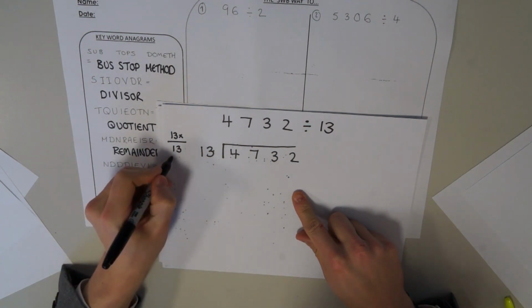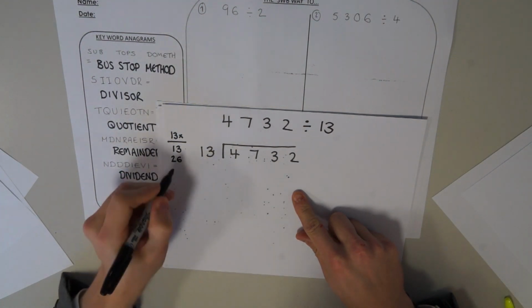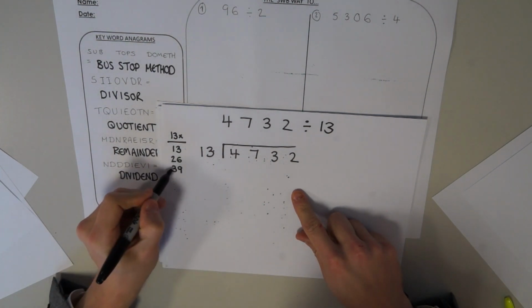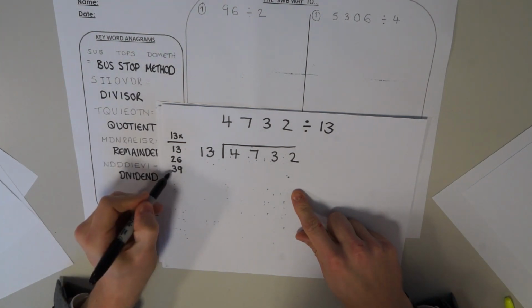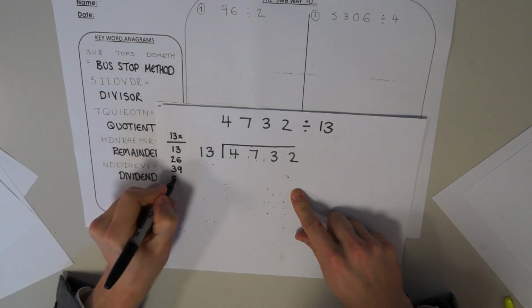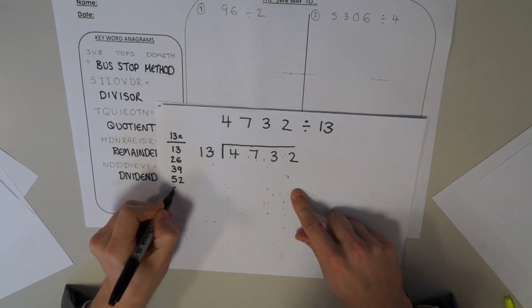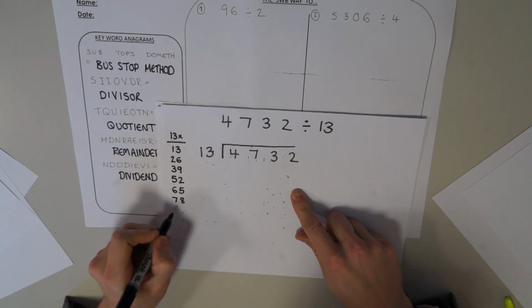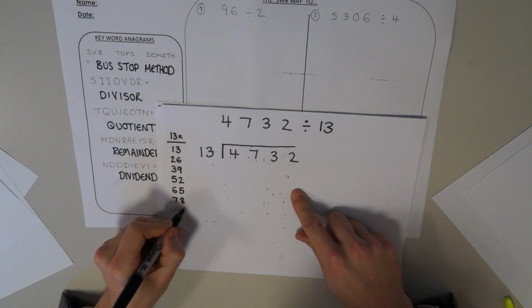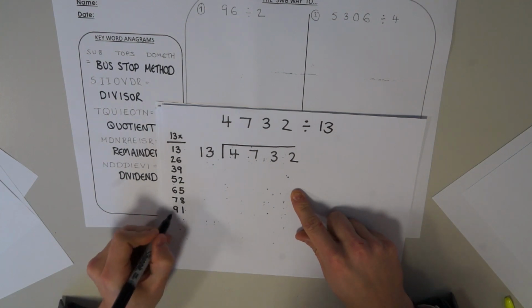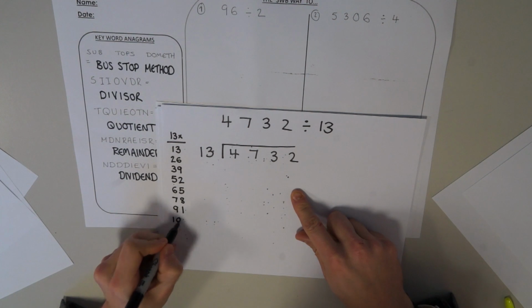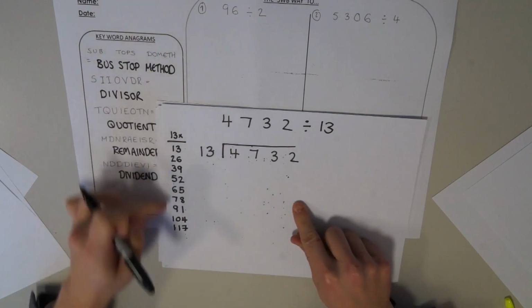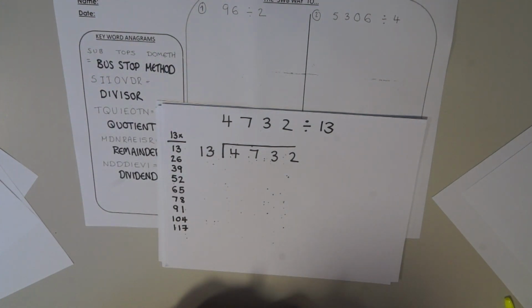13. The next one is 26. The next one is 39. The next one, now I'm going to have to think about this, is 10 more, because 13 has got a 10 in it, so that's 49. Add another 3 is 52. Add another 13 is 65. Add another 13 is 78. Add another 13 is 91. Add another 13 will be 104. And add another 13 would be 117. I've now got my 9 lots of 13 down the side.